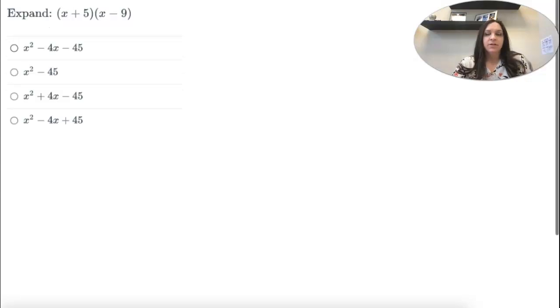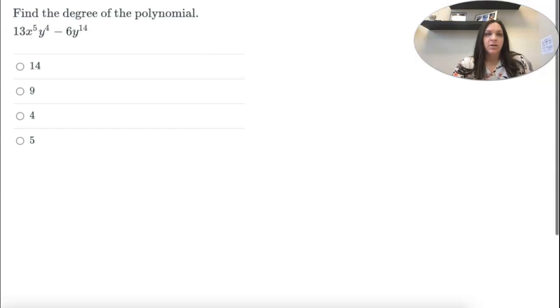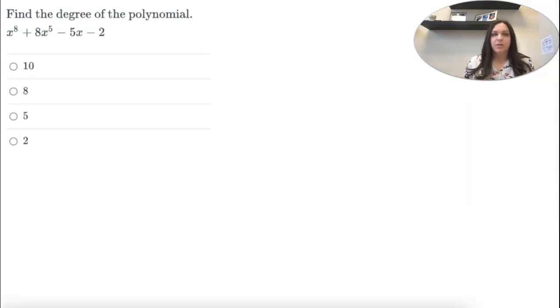So in this section, we're going to be asked to find the degree of a polynomial. So let me go find another one to start with. Okay, so let's start with this one. Notice that I just have one variable. I just have x and x and x.